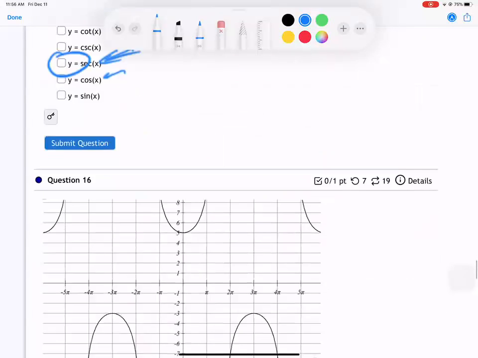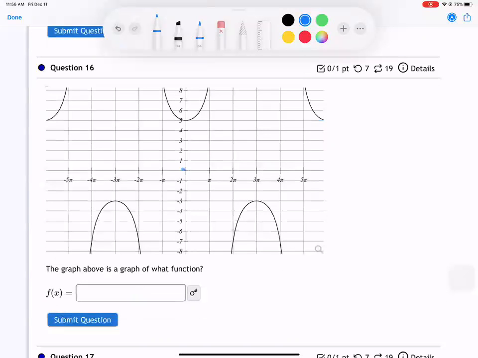Okay, 16 and 17. You're almost done here. Starting from 0, that looks like a what? Sine or cosine graph. And when you sin, you die. Okay, that would be 0. So that's not our graph here.